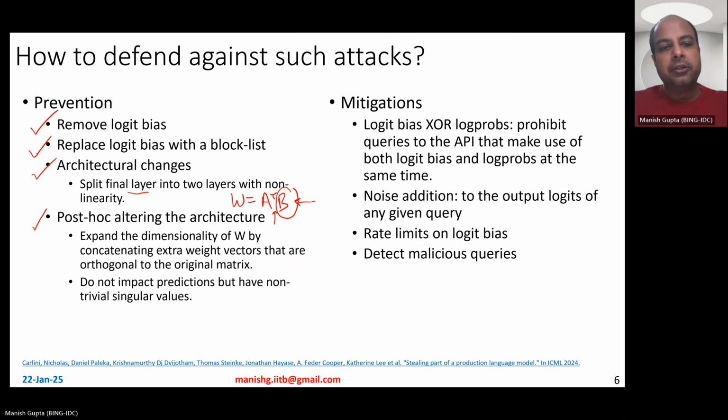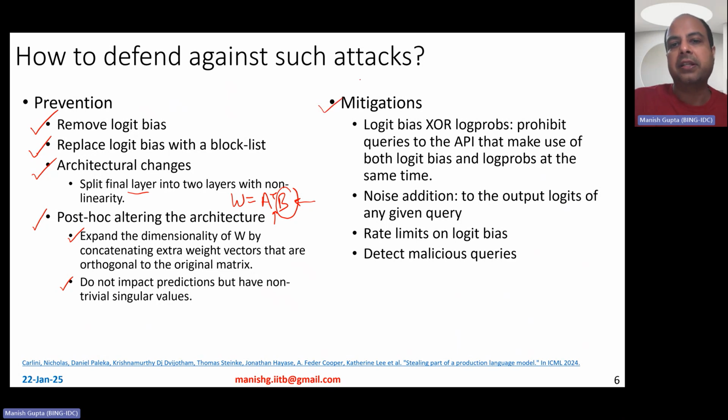You could also make post hoc architectural changes. So, for example, you could fool the attacker by expanding the dimensionality of W and concatenating extra weight vectors, which are not really learned but just added artificially after the training is done. So they do not impact the predictions, but have non-trivial singular values just to fool the attacker in that sense.